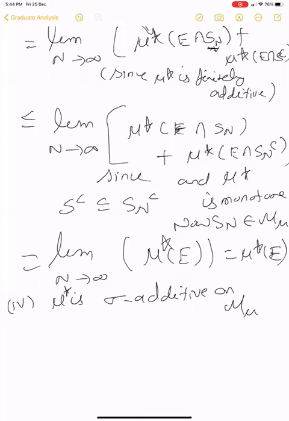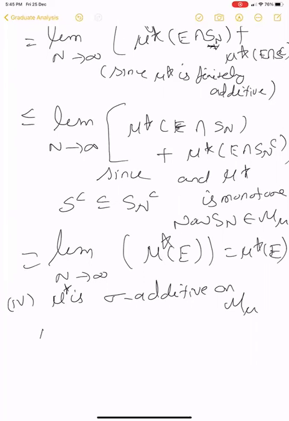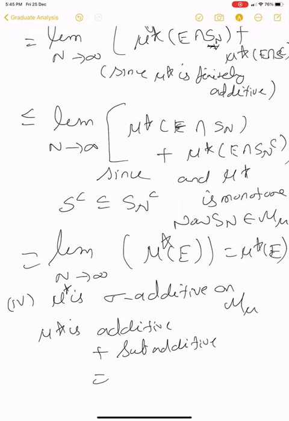So mu star is sigma additive on mu. And that is just clear because mu star is additive plus subadditive implies mu star is sigma additive. If you remember, in the very first class we proved this. We just observed this. If you have an additive function, if it is subadditive, then it is sigma additive.